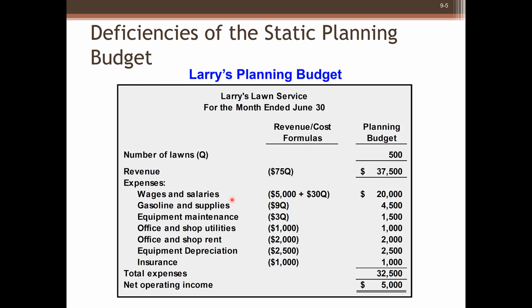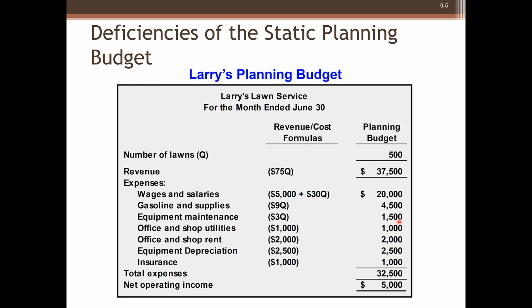Expenses, wages and salaries. This is a mixed cost. We have fixed cost here, $5,000, plus variable cost, $30 multiplied by Q. So wages and salaries, $20,000. Gasoline and supplies, $9 multiplied by Q. This is a variable expense. So the total here, $4,500. Equipment and maintenance, $3 multiplied by Q. So this is a variable expense as well.